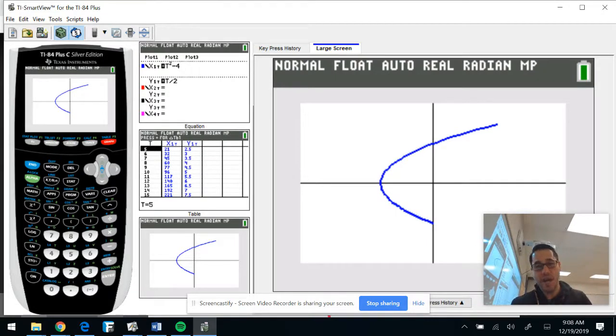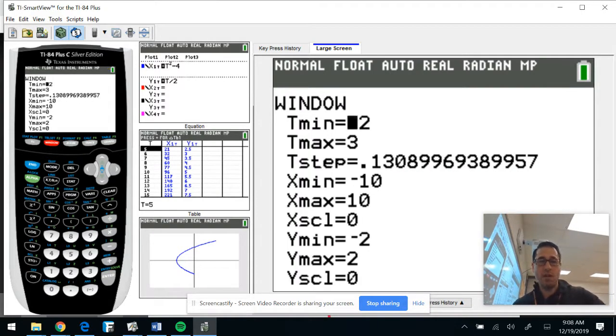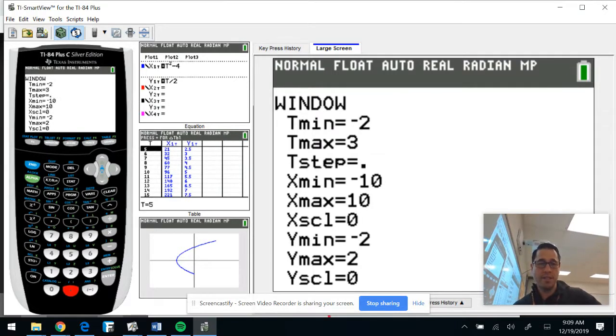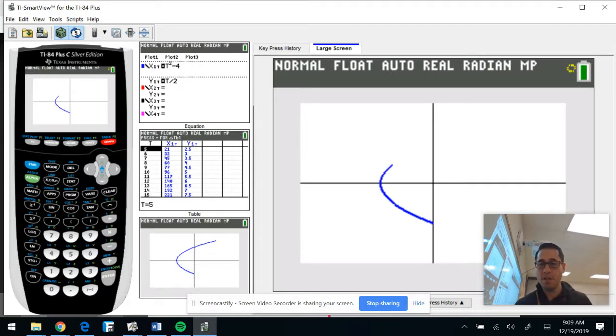Now, I already had it graphed, but what I'm going to show you is some cool things that we can do here. Let's go back to window here. And if I go down to t-step, okay, check this out. That's how fast it graphs it. It's 0.13 step. That means it's just graphing every 0.13. Let's try 0.05. Okay, and let's hit graph again. Let's see what happens. Oh, what? That just blew.